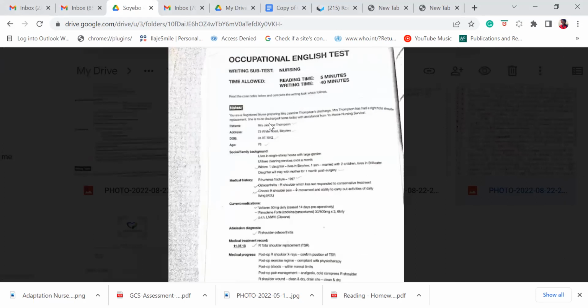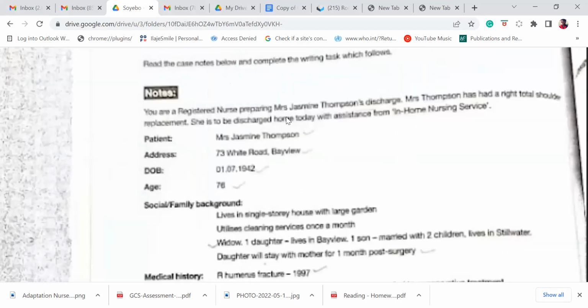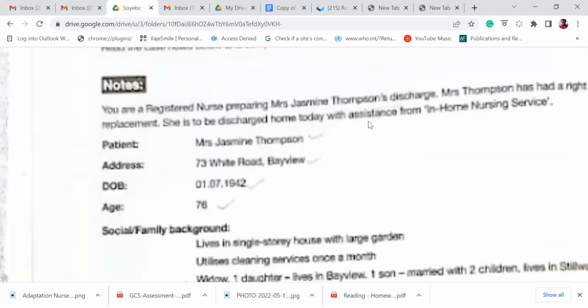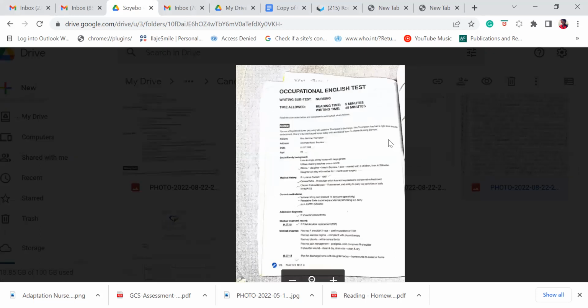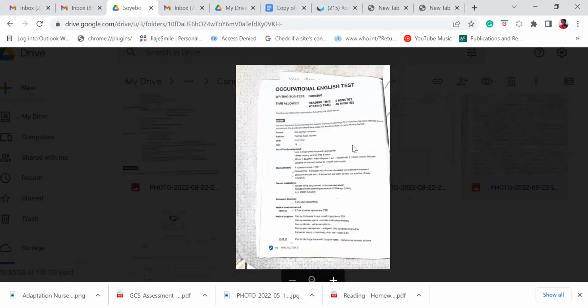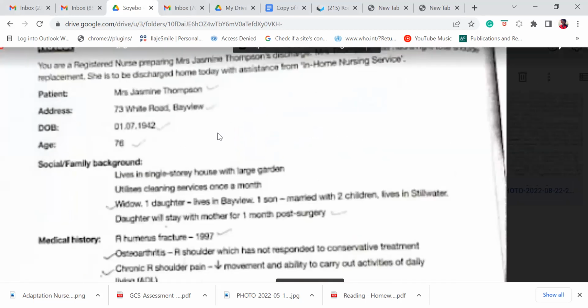So registered nurse preparing Miss Jasmine Thompson for discharge. Hope you can see it there. Miss Thompson has had a right shoulder replacement. She's being discharged today with assistance from an in-home nursing service. So in-home nursing service, it's like a nursing agency kind of. So those are the details.